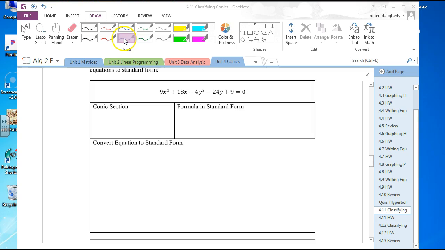Is Kyle right when he says this is a hyperbola? Yeah. It's not a parabola. I see two squared terms, and they have opposite signs. This is a hyperbola.